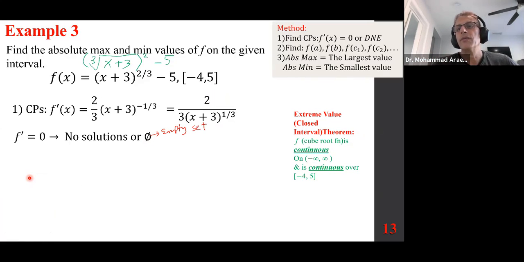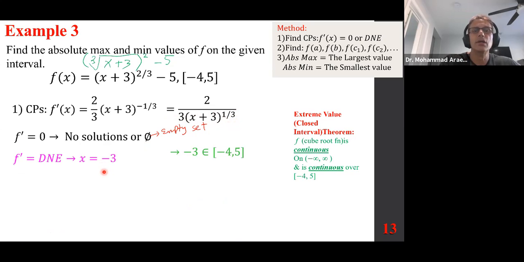Okay. How about f prime doesn't exist? A fractional expression is undefined when the denominator is 0. So if you set the denominator equal to 0, x becomes -3. So f prime doesn't exist. That means the denominator is 0. That means 3 times (x plus 3) to the power of 1/3 is 0. That means x equals -3. Therefore, we can use the -3 because it's in the interval given.